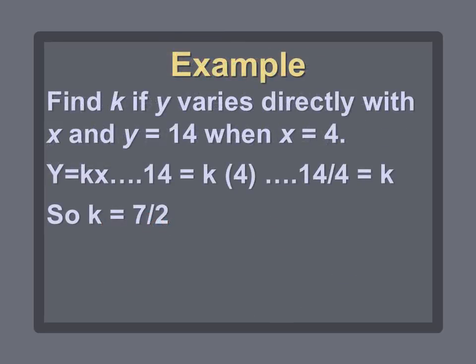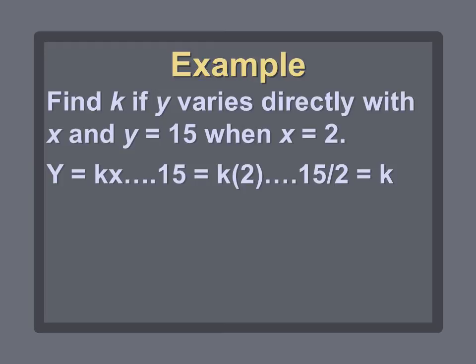Next example, find k if y varies directly with x and y equals 14 when x is equal to 4. So this one is just a one question problem, find k. So we're going to use our handy dandy y equals k times x, and then we're going to plug in x and y and solve for k. So we have 14 is equal to k times 4, which means that k is equal to 14 over 4, which reduces to 7 over 2, and 7 divided by 2 is 3.5. So we would say k is 3.5.